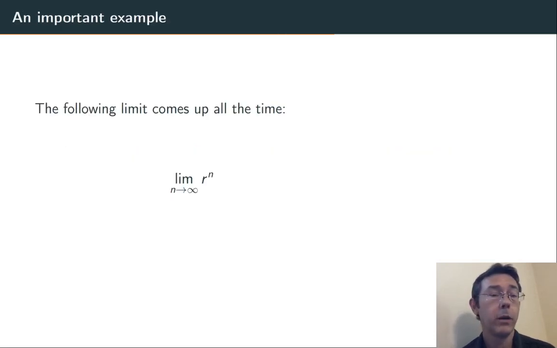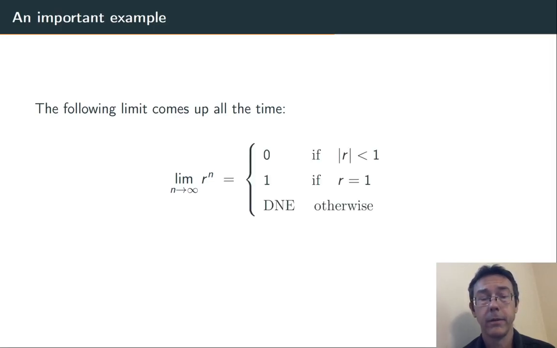Here's an example. This one comes up all the time. So r is some number, and we're looking at the limit as n goes to infinity of r to the n. So the outcome here depends on the value of r. If r is less than 1 in absolute value, so we're taking higher and higher powers of a proper fraction, that sequence is going to converge towards 0 because you're taking a fraction of a fraction of a fraction and so on down the line.